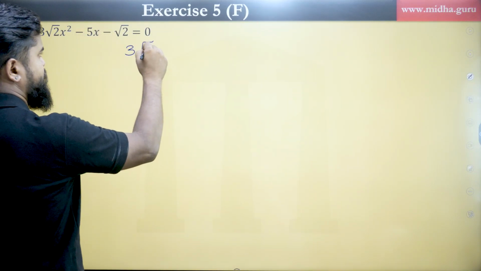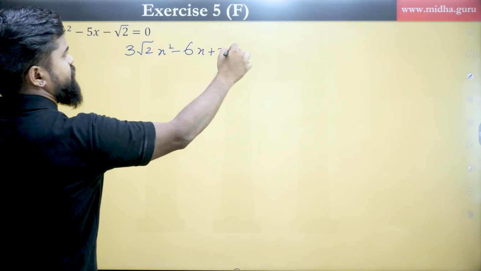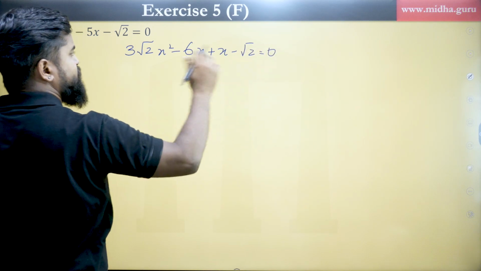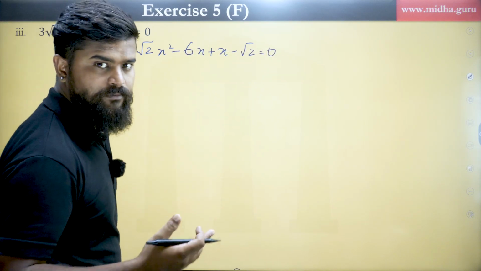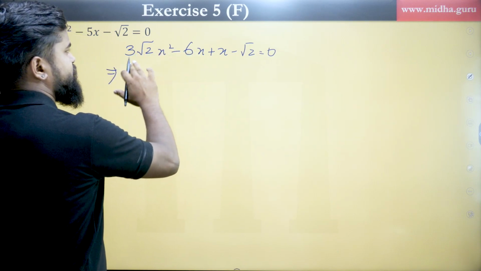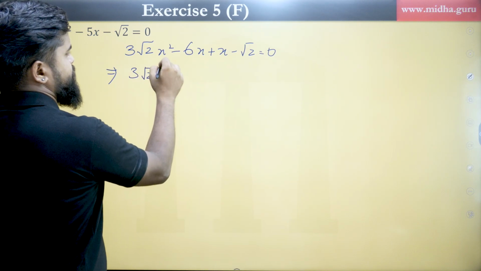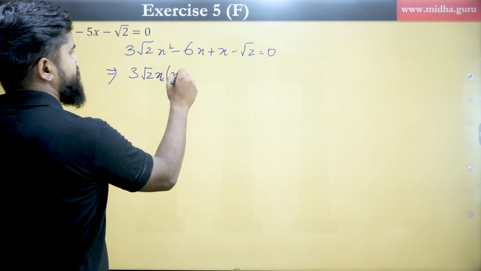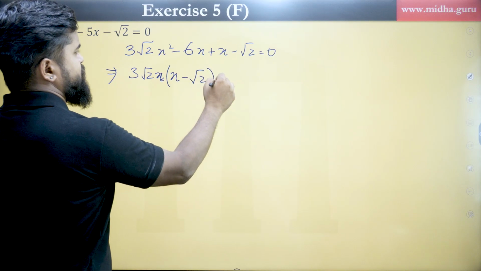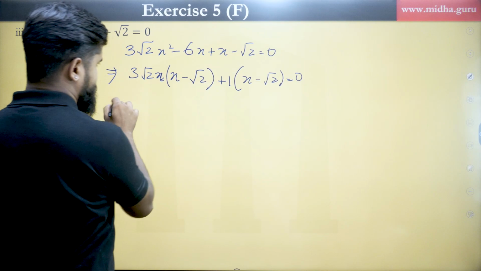I write 3√2x² as it is. Then I'll split 5x into 6x and 1x, since -6 + 1 gives us -5, and multiplying them gives -6. So here I can take 3√2x as common, so I'll be left with x - √2. And if I take 1 as common, again I get x - √2.